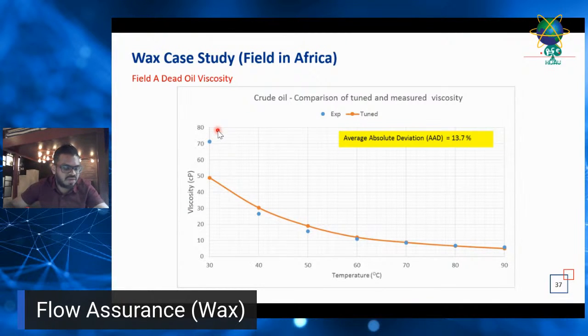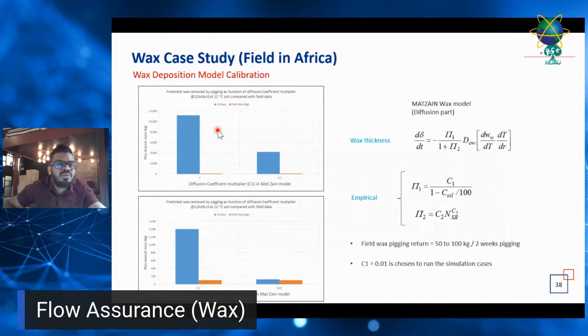Since we do not have the cold finger data, we could not tune the diffusion coefficient multiplier, or DCM, for the wax deposition model. But we have the luxury of operation data in terms of the amount of wax being removed from the flow line through pigging. So we tuned the DCM, the diffusion coefficient, in order to match the amount of wax being removed by the pig based on the field data.